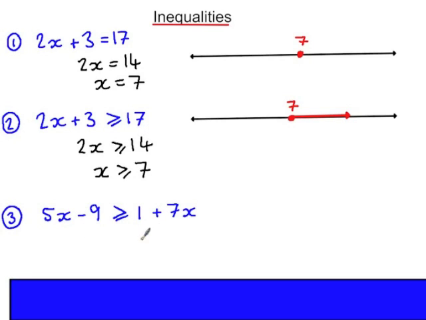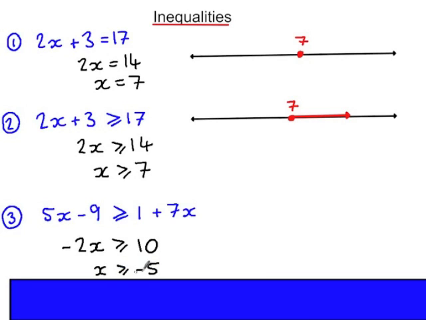In the third example, we'll gather our x's onto one side and our numerical constants on the other. If we subtract 7x from both sides and add 9 to both sides, now we have an example where you can't just divide both sides as you would if it was an equation. If we did that, we would be saying that x is greater than or equal to -5.